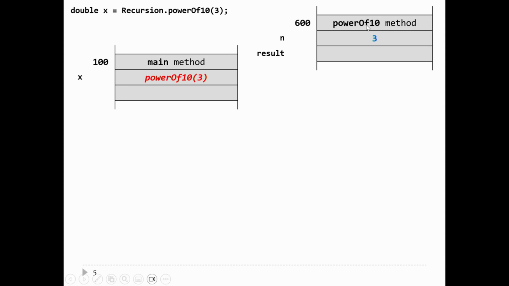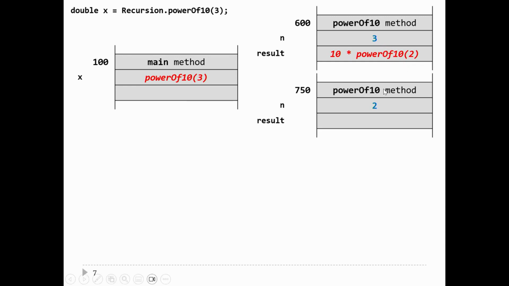Okay, so what does power of 10 do when the value is 3? Well, it recursively calls itself. It calls itself with 10 times power of 10 to 2. When you call a method, it appears on the call stack. So a separate version of power of 10 appears.